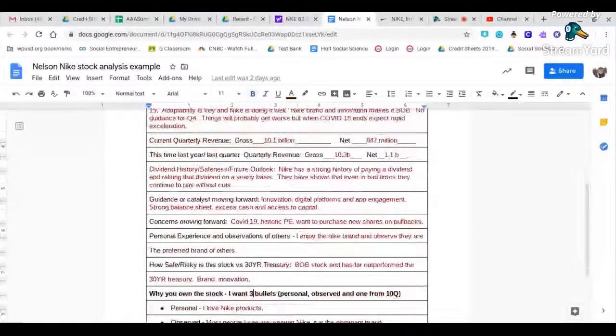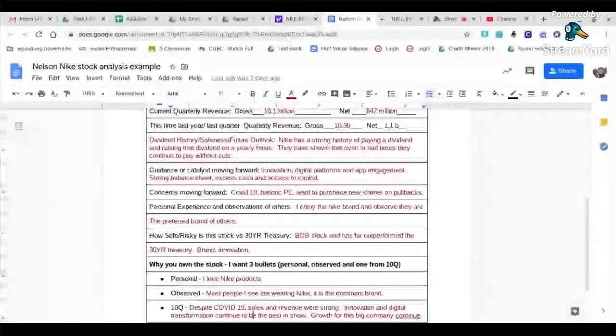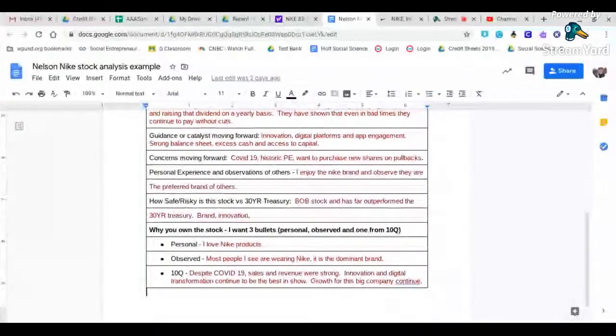All right, why I own the stock. And I want to ask you why you own your stocks. I want three basic bullets. When we come down to all of this, all at the end, I want to know three reasons why you own the stock. Your personal reason. I love Nike products. I own them. All right. I buy Nike products.